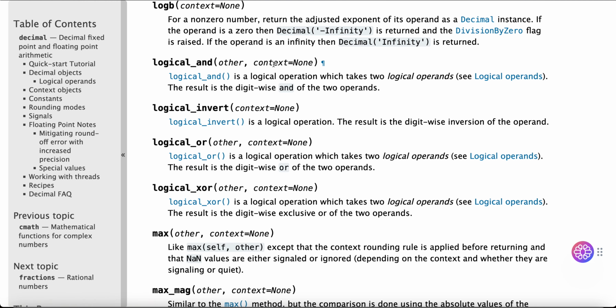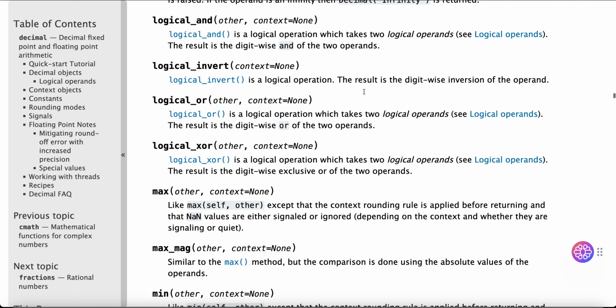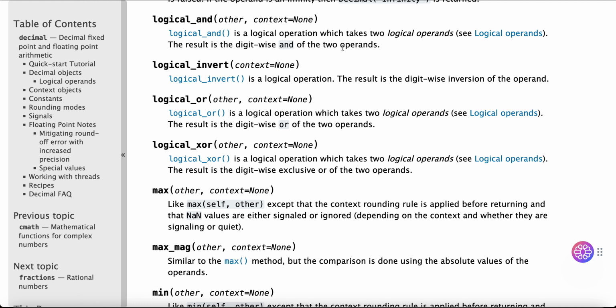logical_and, other, context is equal to none. Logical AND is a logical operation which takes two logical operands. See logical operands. The result is the digit-wise AND of the two operands. logical_invert, context is equal to none. Logical invert is a logical operation. The result is the digit-wise inversion of the operand.